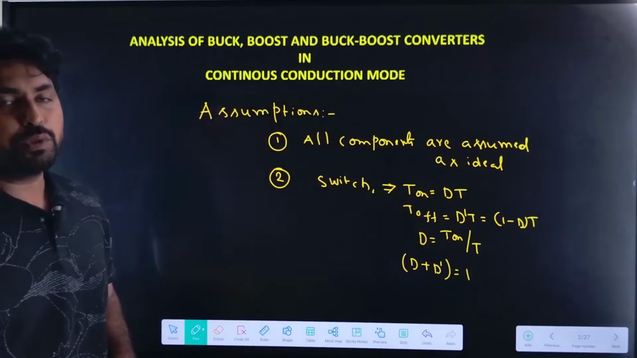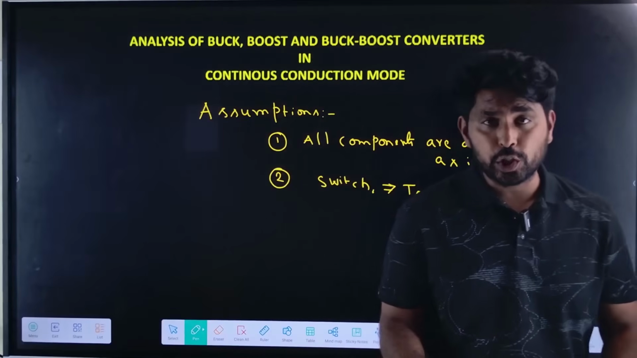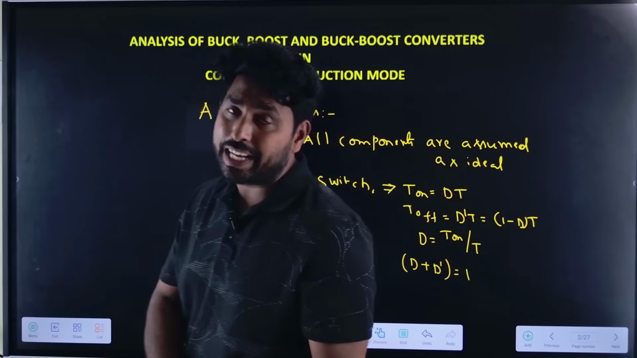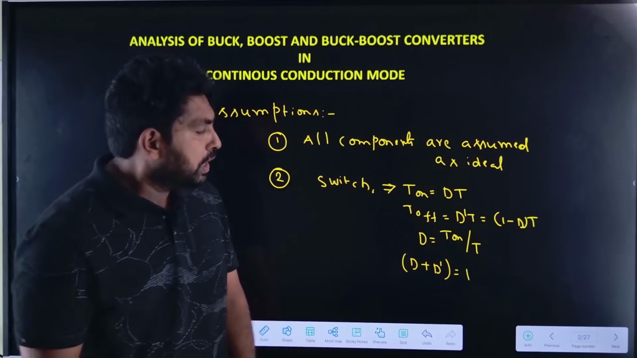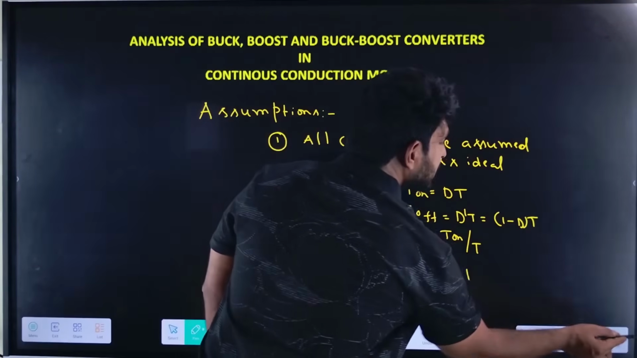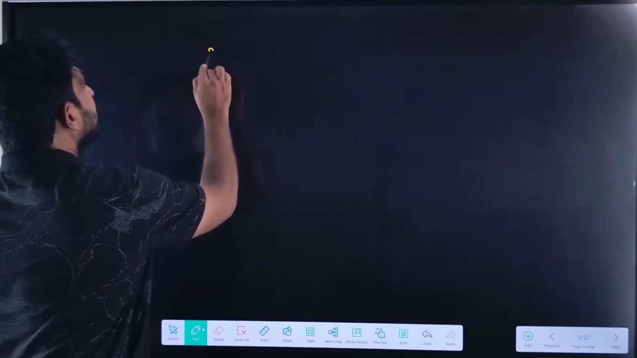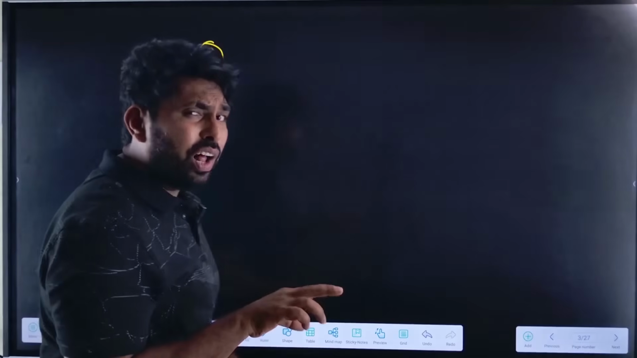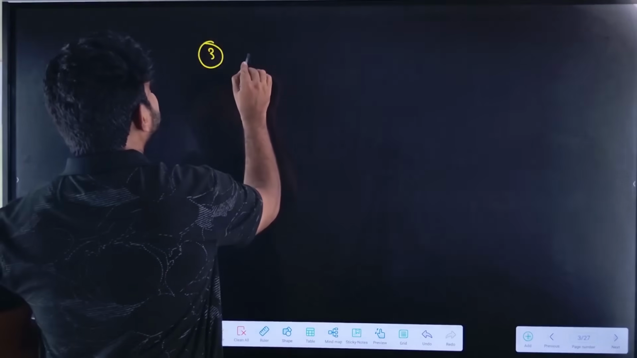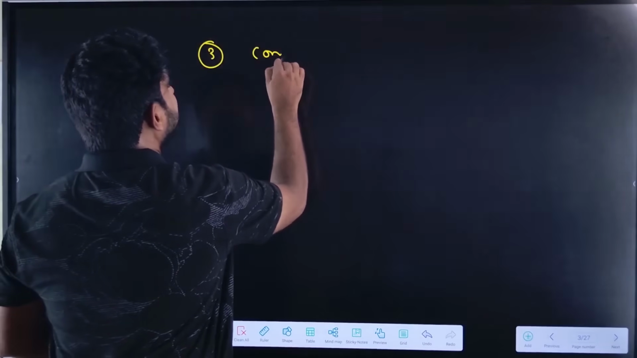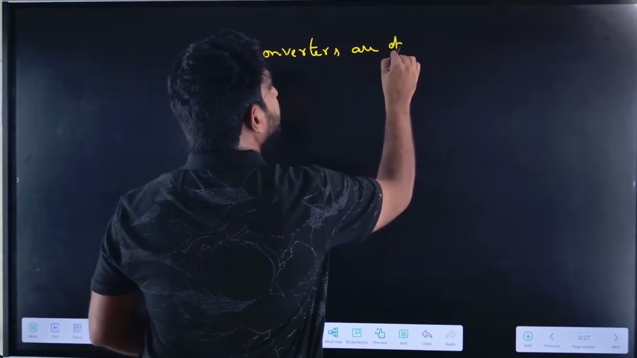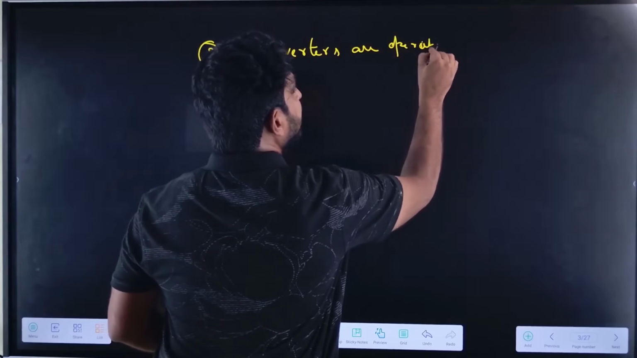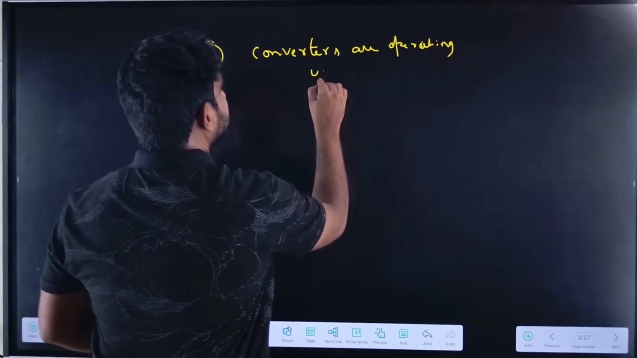So what is the second assumption? The turn on time is assumed as DT and turn off time is assumed as D dash T. If we add both the turn on and turn off, D plus D dash is equal to 1. Now let us see the third assumption. These three converters are operating under steady state.